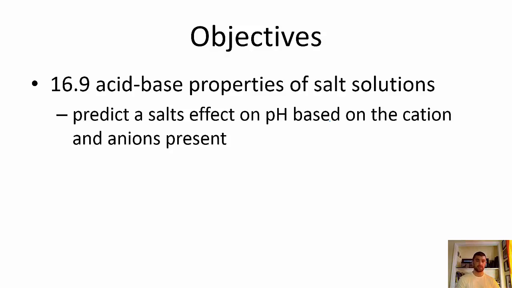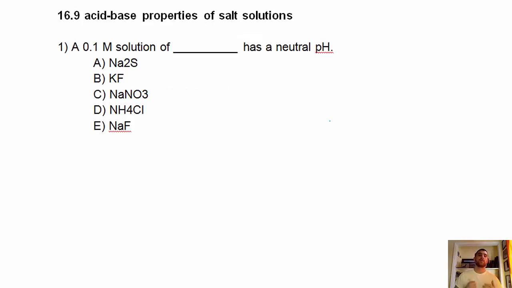All right, kind of short. We want to be able to predict a salt's effect on pH based on the cation and anions that they produce. So let's take a look at some of these problems. If we had a 0.1 molar solution of blank, it would have a neutral pH, right? So which one of these would be true?